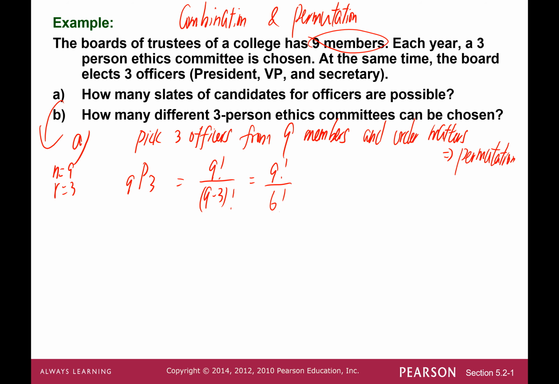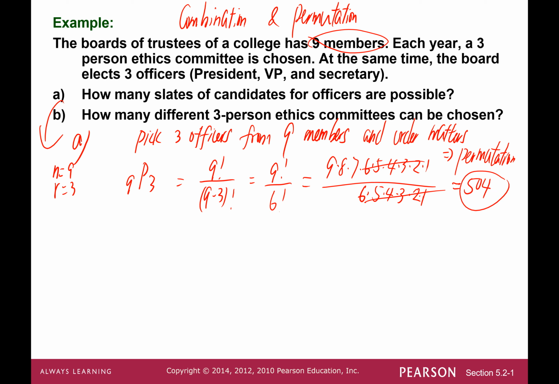So this will be 9 times 8 times 7 times 6 all the way to 1, over 6 times 5 times 4 and so on. So we cancel everything from 6 on. Multiply 9 by 8 by 7 and get 504. So you have 504 different slates of candidates for office possible.